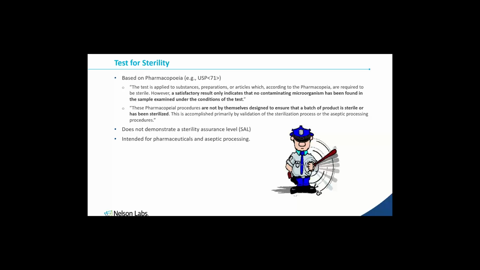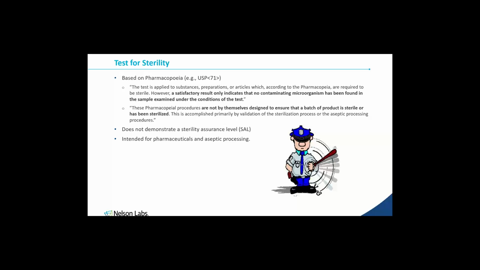Well, that's defined by pharmacopoeia. There is harmonization between, for example, USP and European Pharmacopoeia. For the purposes of this presentation, we're going off of what USP specifically says. We do a test for sterility, and we highlighted some key parts here from the Pharmacopoeia. A satisfactory result only indicates that no contaminating microorganism has been found in the sample examined under the conditions of the test.